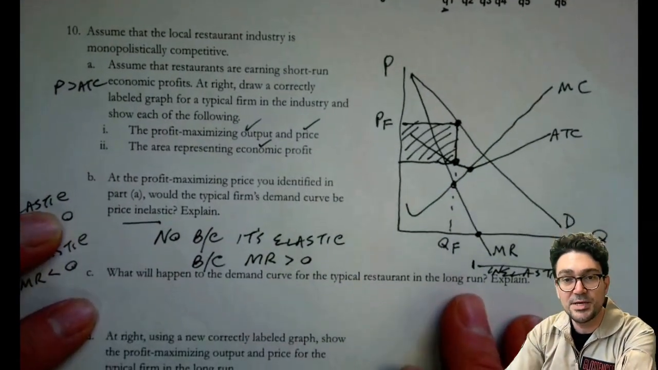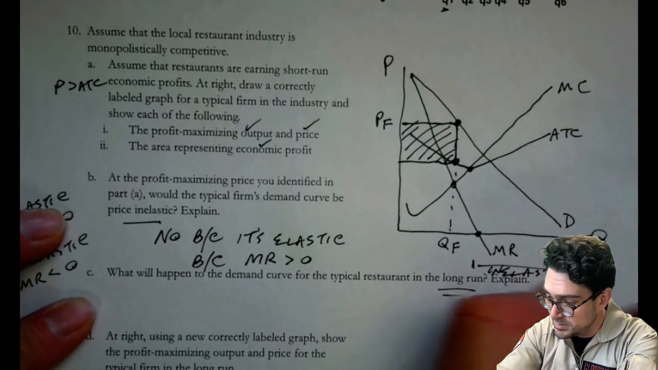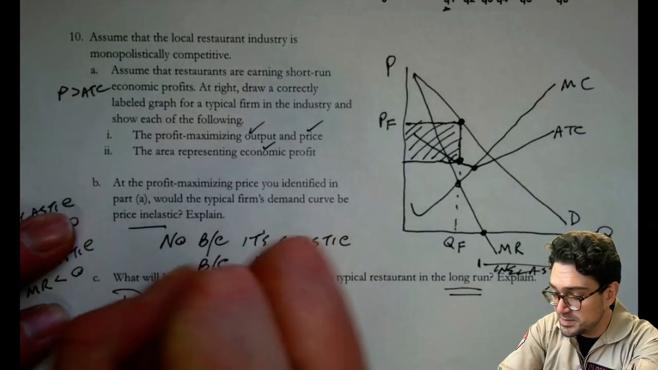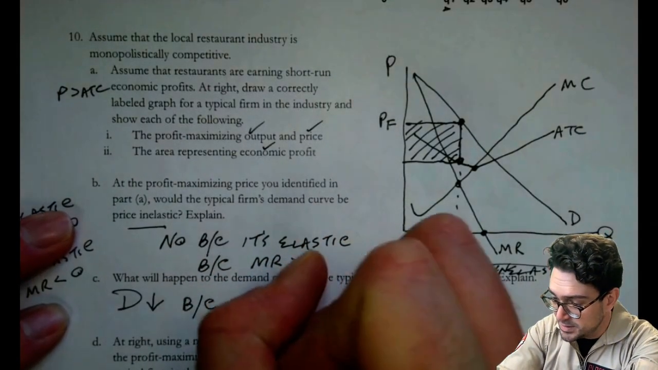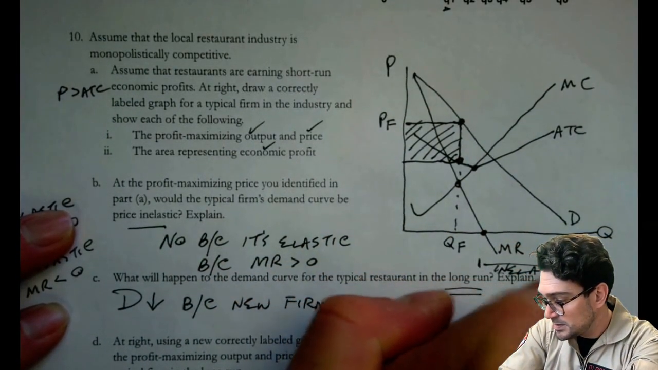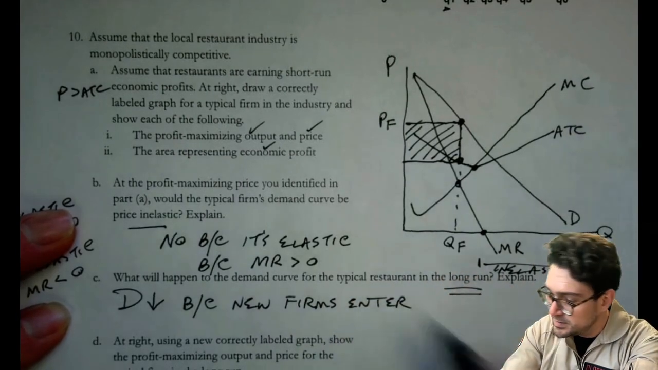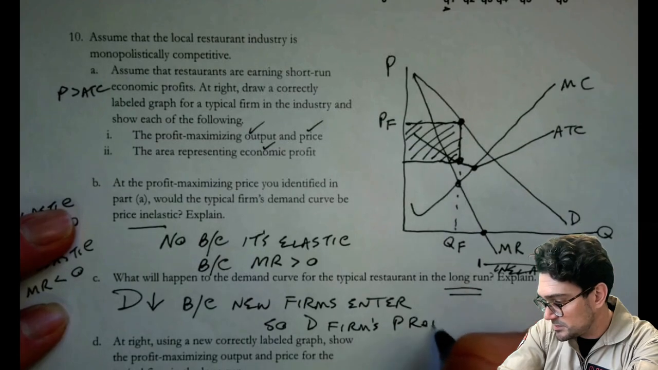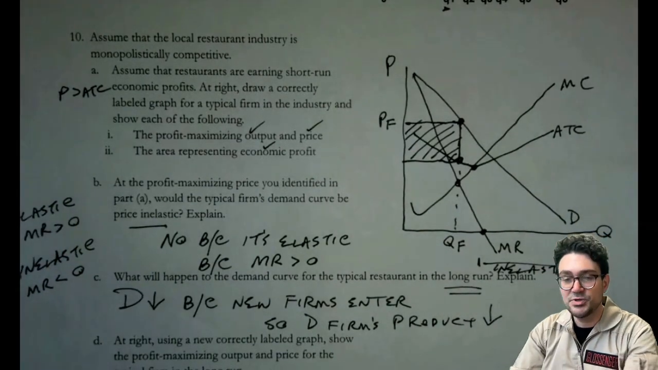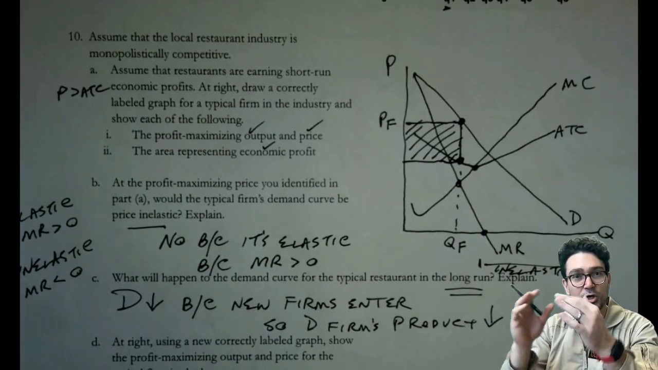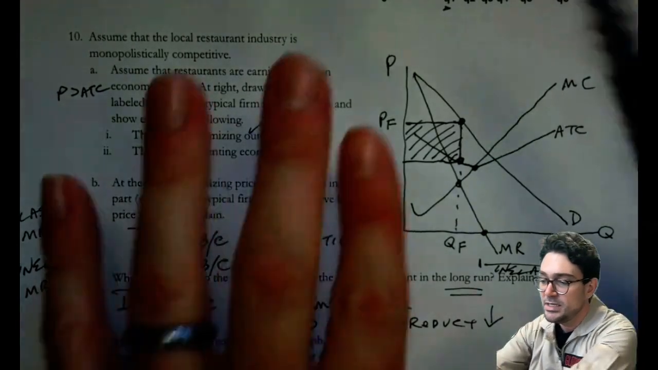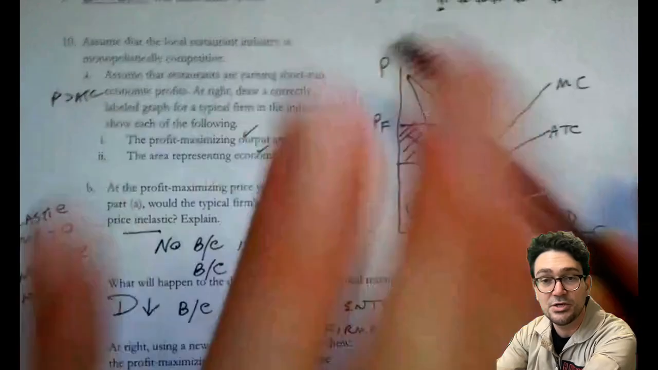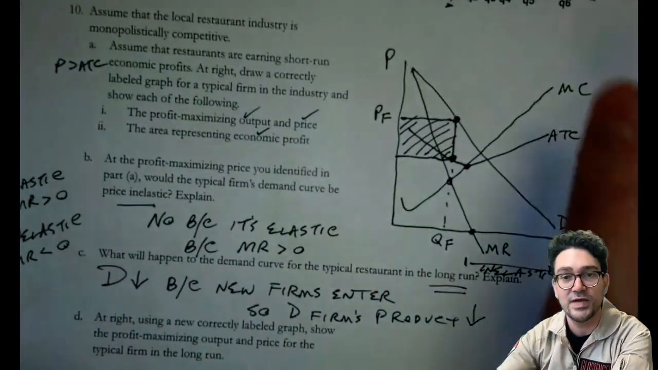Now it says, what will happen to the demand curve for the typical restaurant in the long run? Explain. Well, we know that we've got profit, and so we would say that the demand for the firm's product decreases because new firms enter. If you have new companies opening up, the market share this company sees is going to get smaller. As we talked about in the lecture, that demand curve and the marginal revenue would shift inward, and that process would continue until the ATC is a tangent line to that demand curve.